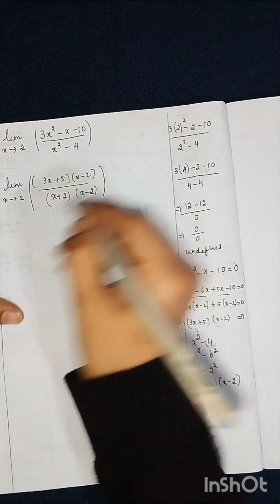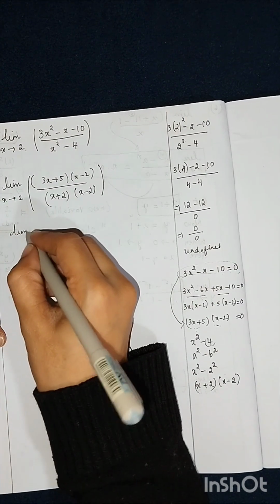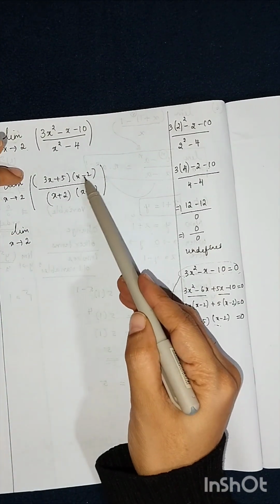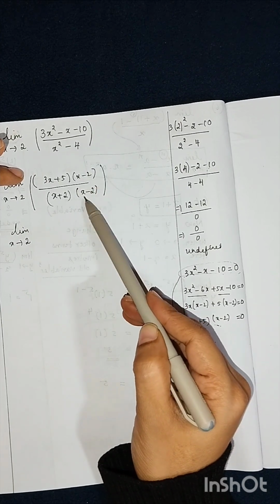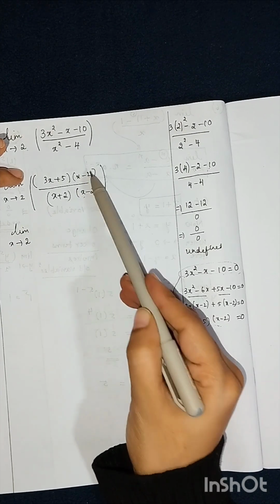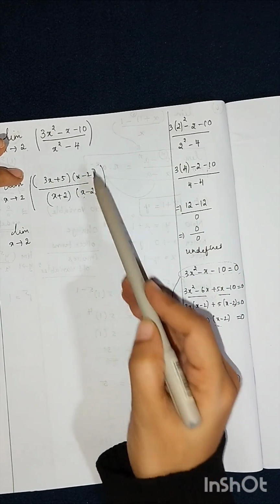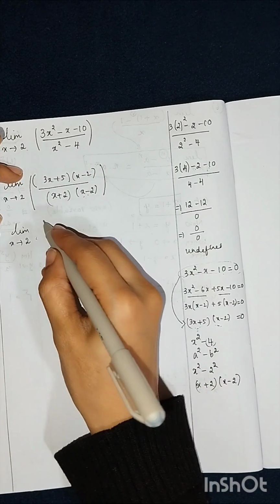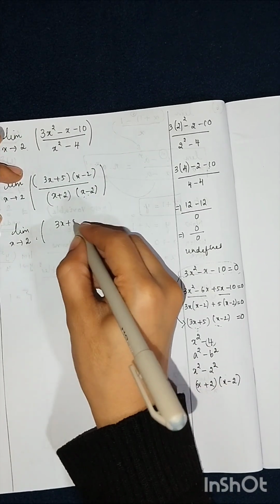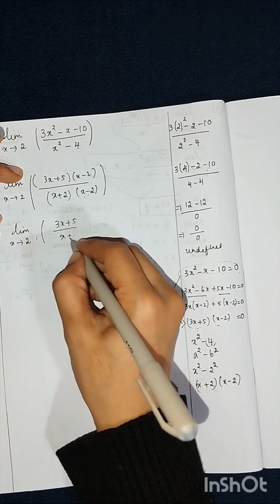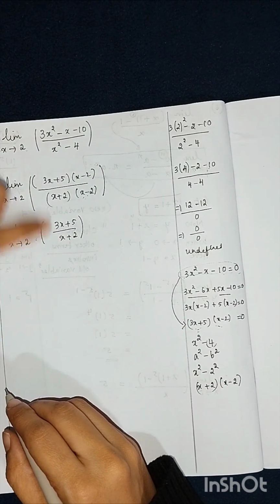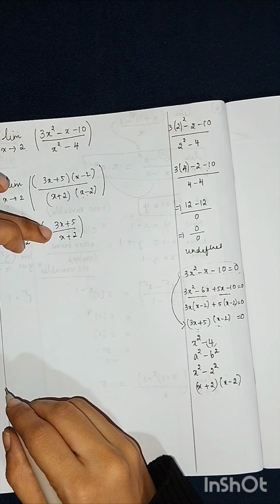Okay, now this implies limit x tends to 2. See, x minus 2 is in the numerator, x minus 2 is in the denominator, so we can cancel them. So x minus 2 by x minus 2 will be equal to 1. We can cancel it. So what are the remaining terms here? 3x plus 5 divided by x plus 2. Now again you got a rational function. Again you got a rational function, right?